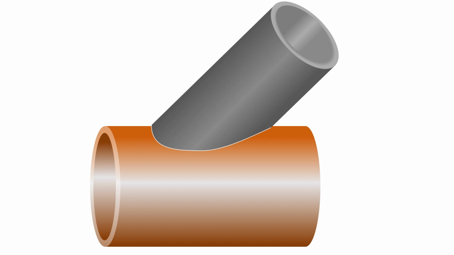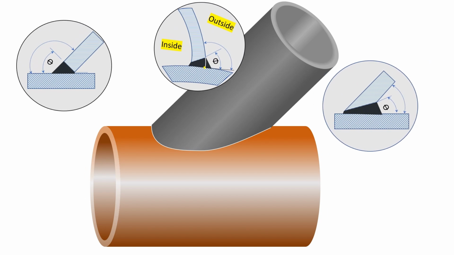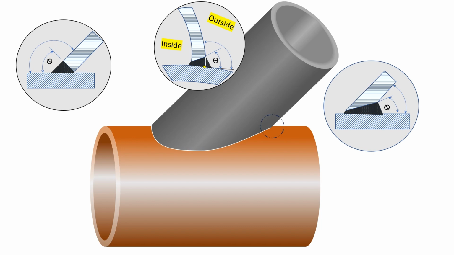When this stub is connected to the chord, another tubular member, the resulting node connection can be divided into three key areas. Heel. This refers to the area where the stub connects to the main structure and forms the brace angle, providing support and stability.